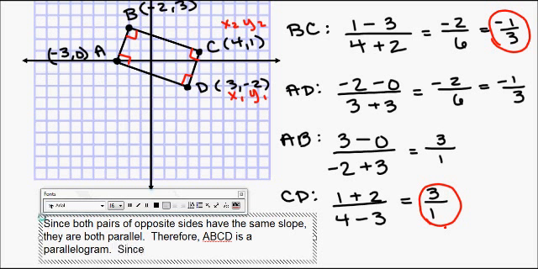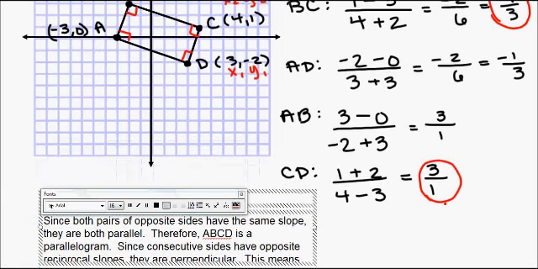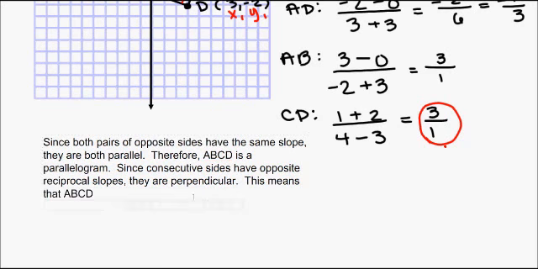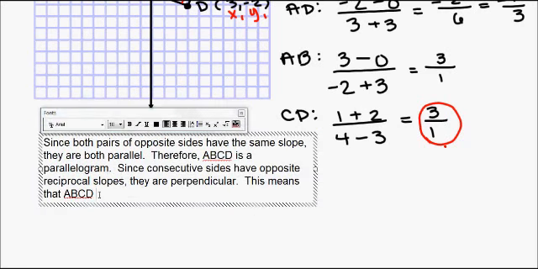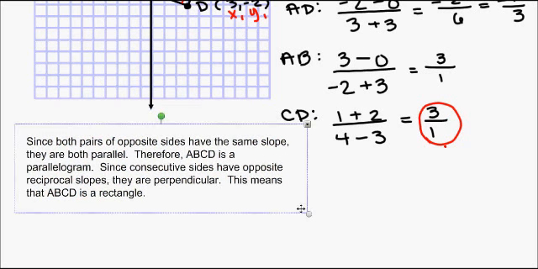Since consecutive sides have opposite reciprocal slopes, they are perpendicular. This means that ABCD is a rectangle. Okay, that's my conclusion.